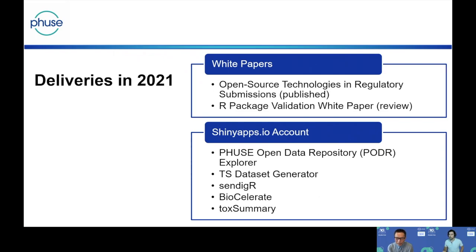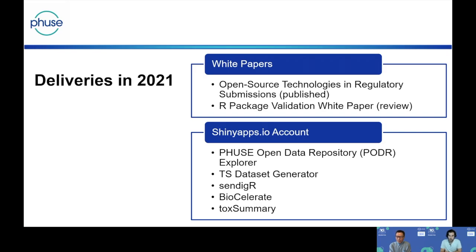Hi, everyone. I'm very excited to introduce you to the deliverables that we've done in the past few years. I highlight this in two categories. One is in the white paper format, another is in the RShiny application format. The one white paper that's already published on the PHUSE website is open source technology in regulatory submissions. In this white paper, you will learn what technology is used and what the considerations are when you want to use this open source technology in regulatory submission.